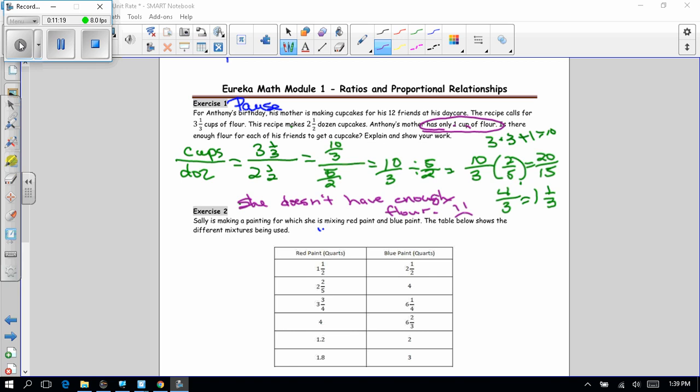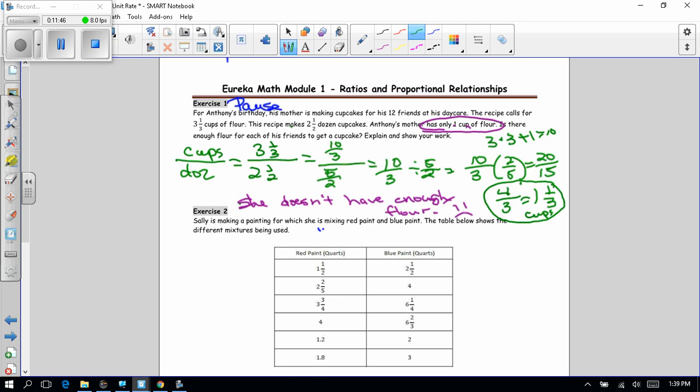Okay, well, there's my answer for Anthony's birthday, right? Does Mom have enough flour? She doesn't. She has only 1 cup, and I calculated that she needed 1 1/3 cups. So I guess she's not going to be making cupcakes for his birthday, or she's got to go to the store and get more, right? All right, let's do exercise 2 together.